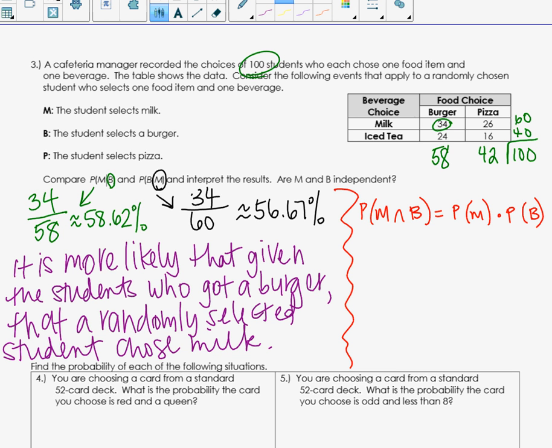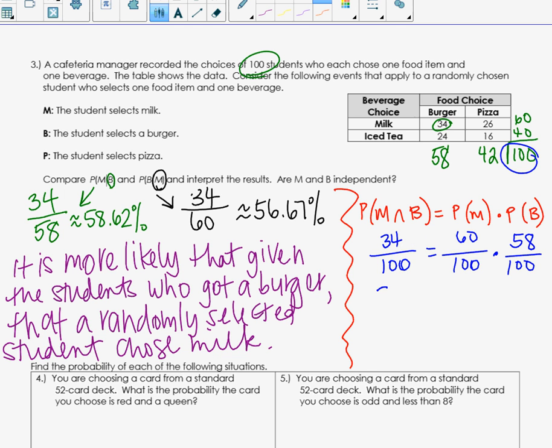If it's dependent, it's going to be really close. But if it's independent, I wouldn't be surprised. So again, remember, we're doing everything out of 100 because independence is your standard sample space. So milk and a burger is 34 out of 100. The probability of milk is 60 out of 100. And the probability of burger is 58 out of 100.